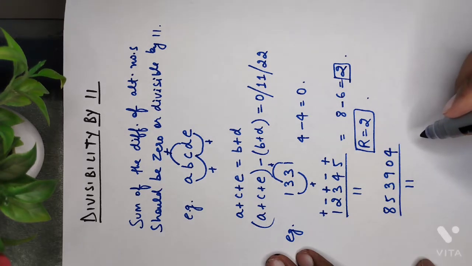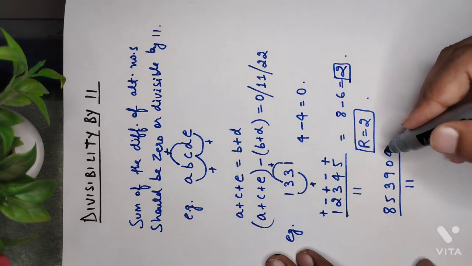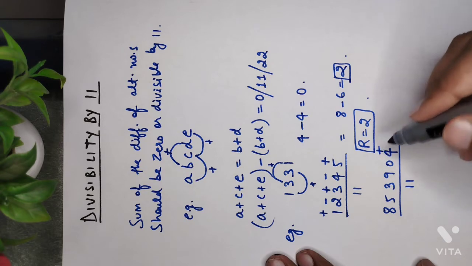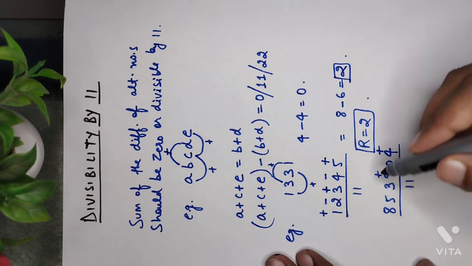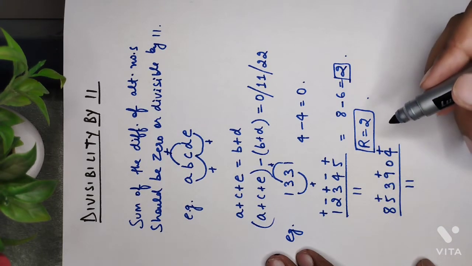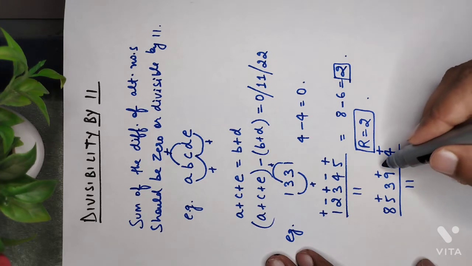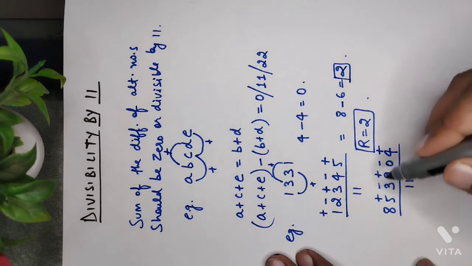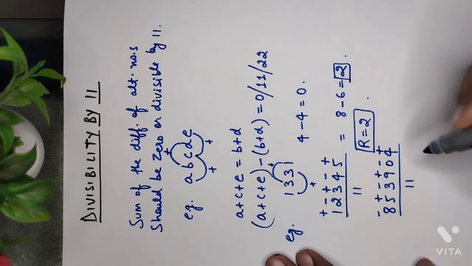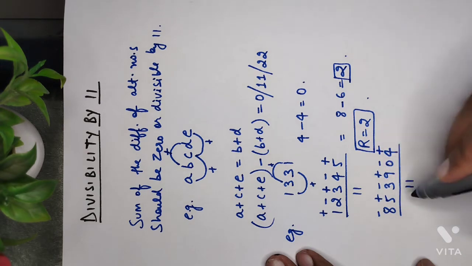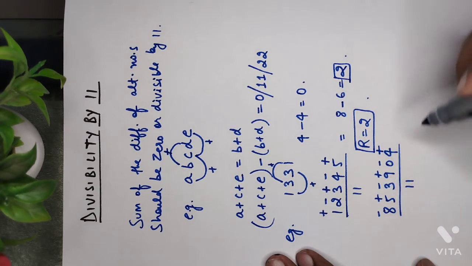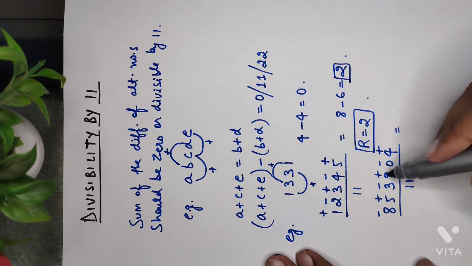I have to check whether this number is divisible by 11 or not, and if not, then what will be the remainder. Again, what I have to do is start with the positive sign, applying positive sign on the alternate numbers, and then whatever numbers remain there, you just apply negative sign on them. So adding the positive sign numbers and then subtracting the negative sign numbers.